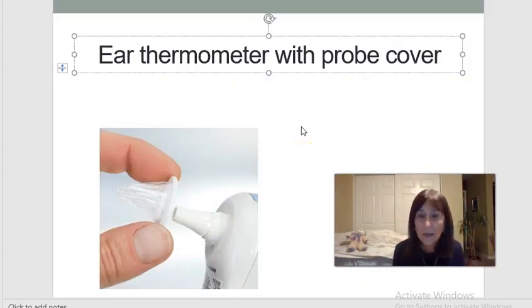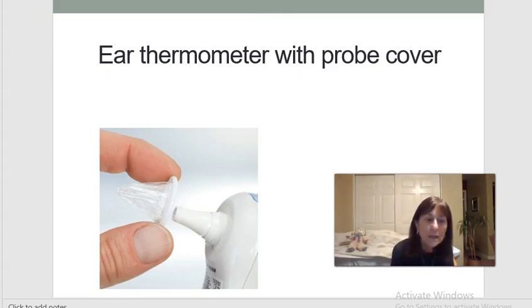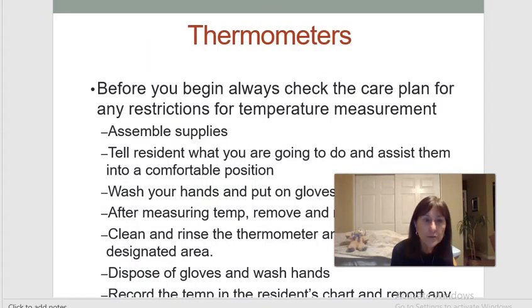Okay, and the last way was with an ear thermometer. So this little portion goes in the ear, and I know you can barely see it, but there's a plastic cover that could go on this mechanism, and then you don't even touch it to take it off because they all have a little push button, and you just push button and push it in, and then it could go right into the garbage.